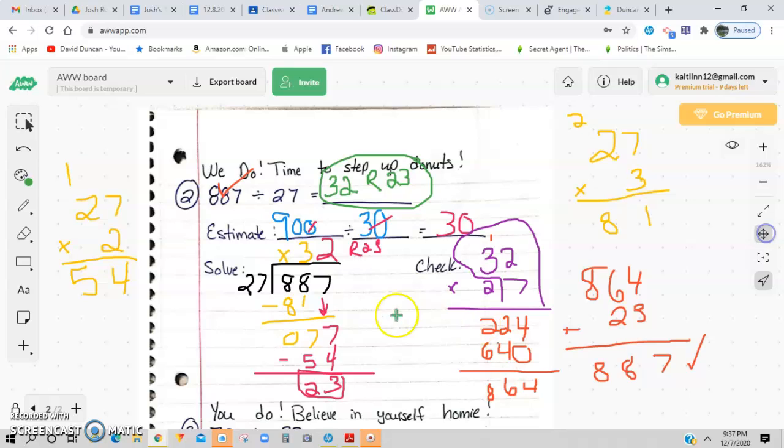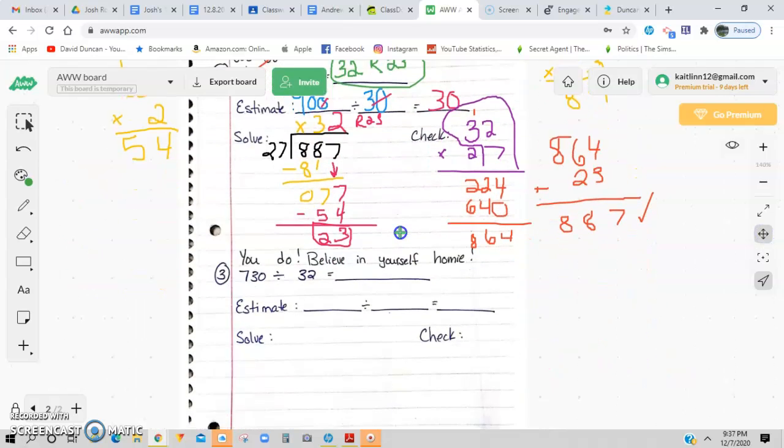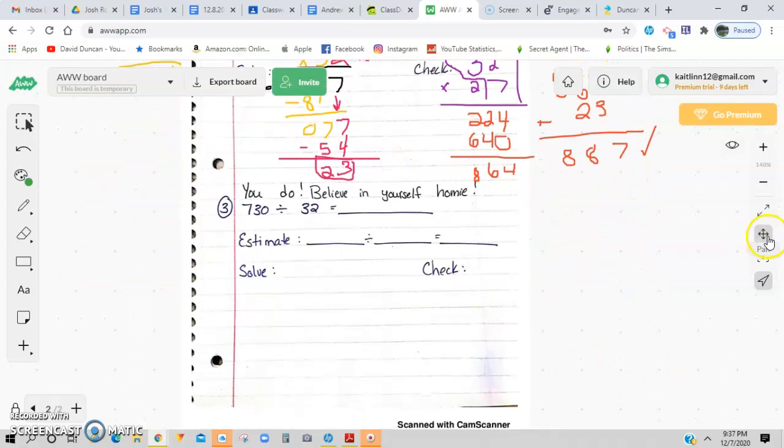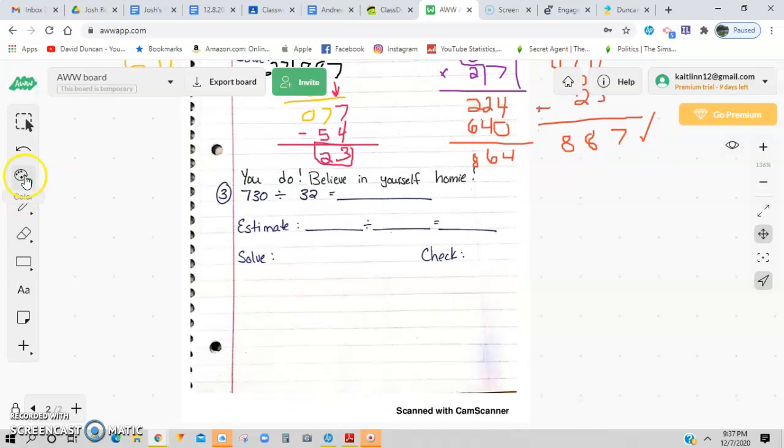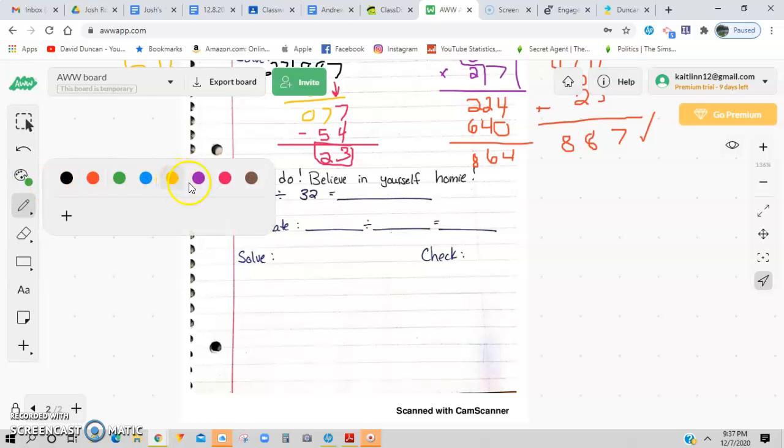Okay? All right, now I have one last problem that we're going to work on. Again, if you need to have me slow down, pause it, rewind it, fast forward it. It is your lesson, your math notes. Take it as you need to.